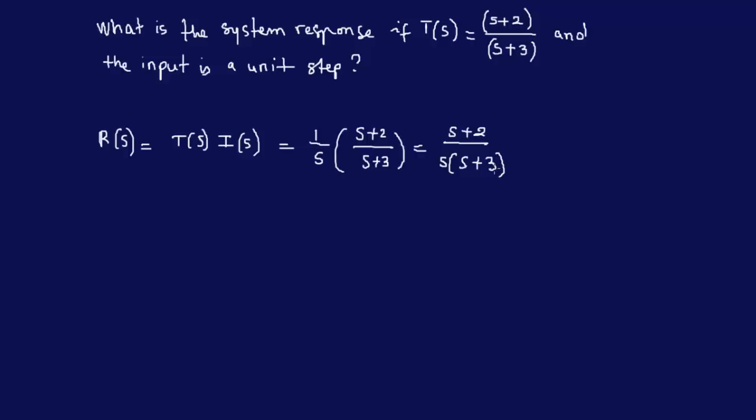Okay, so now we can draw the pole zero diagram. The zeros would be from the top, the numerator, and the poles would be found by equating the denominator to 0. We only have one zero here, so that's minus 2, and then the poles would be s equal to 0 and minus 3.